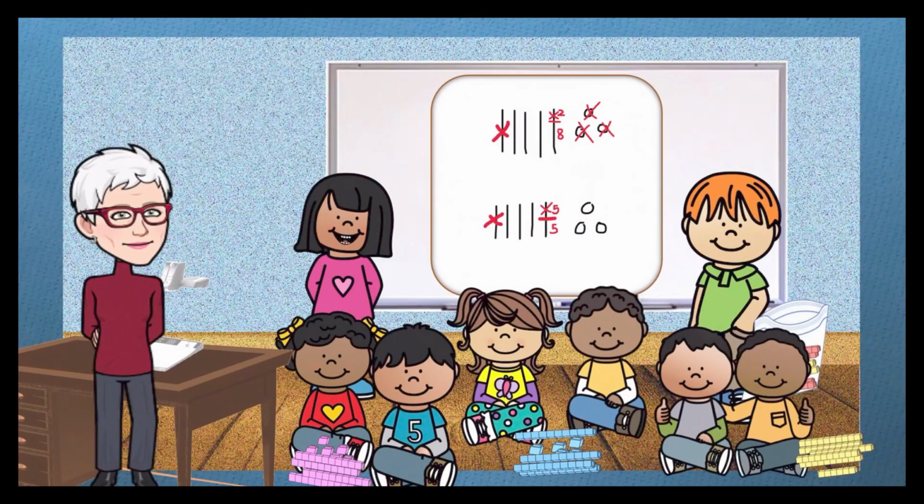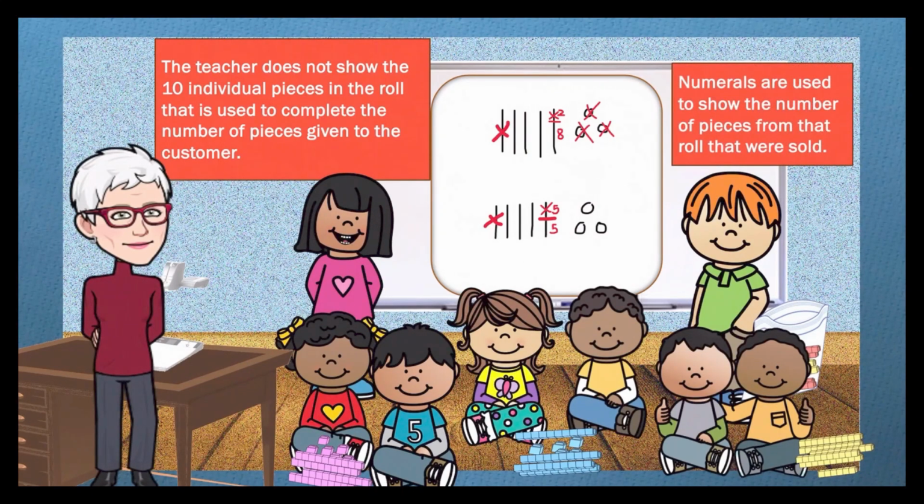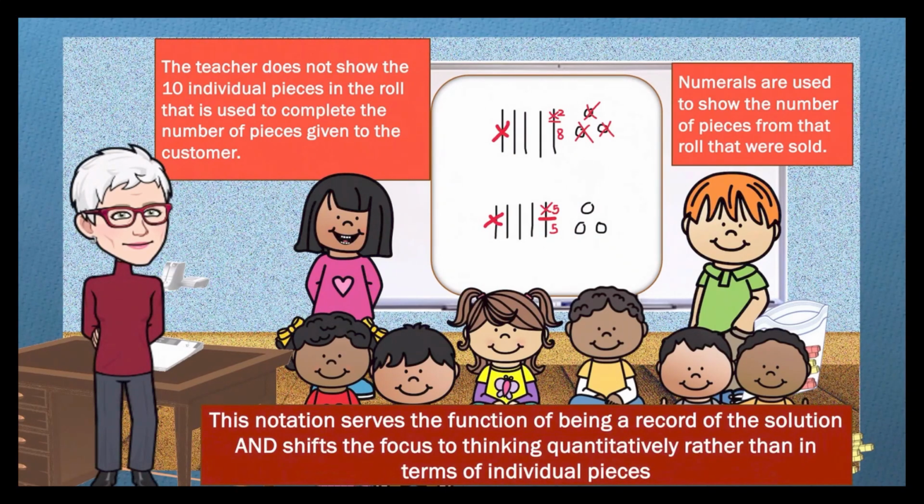The beauty of this notation is that the teacher does not show the 10 individual pieces in the roll that is used to complete the number of pieces given to the customer, but instead uses numerals to show the number of pieces from that roll that were sold. In this way, the notation not only serves the function of being a record of the solution, it also shifts the focus to thinking quantitatively rather than in terms of individual pieces that would otherwise have to be counted by ones.